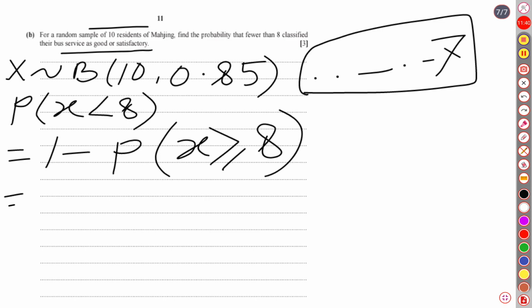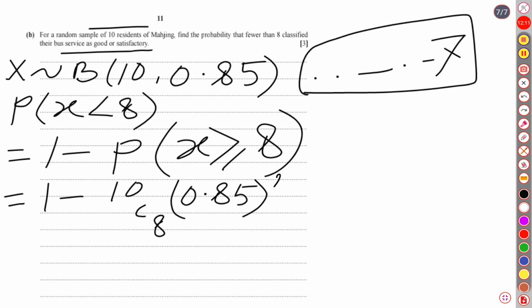So let's see, 1 minus, for 8, binomial, this is actually the combination formula. So our total sample is 10. 10 choose how many? 8. 10 choose 8, and our probability P is 0.85, raised to 8.